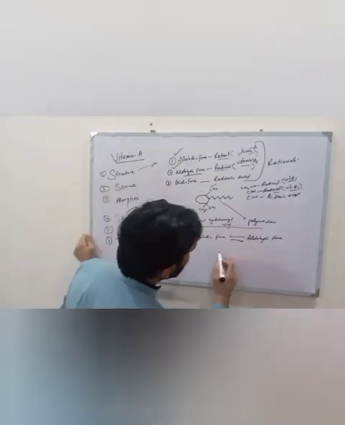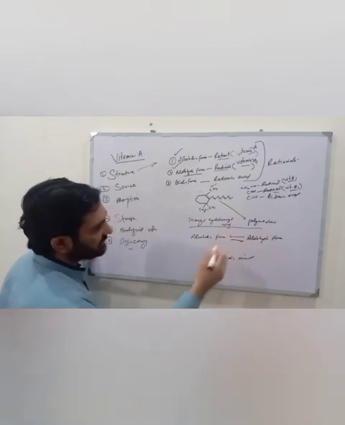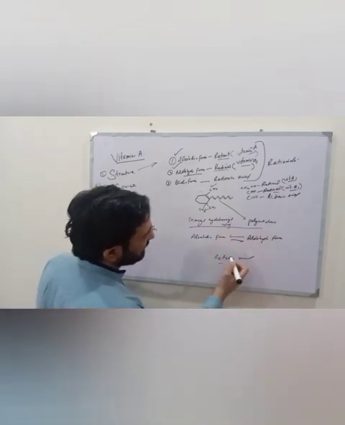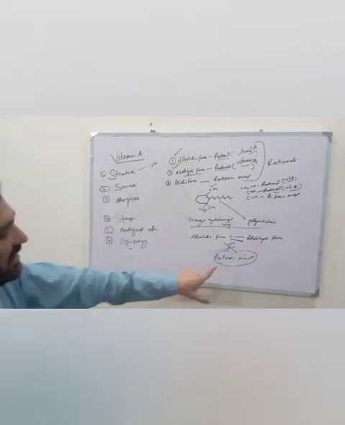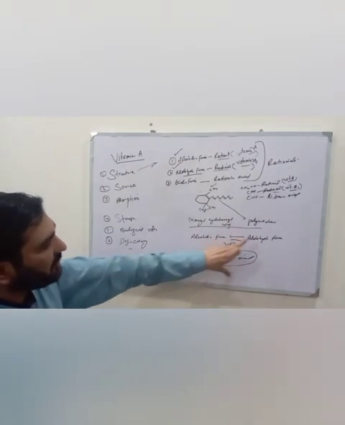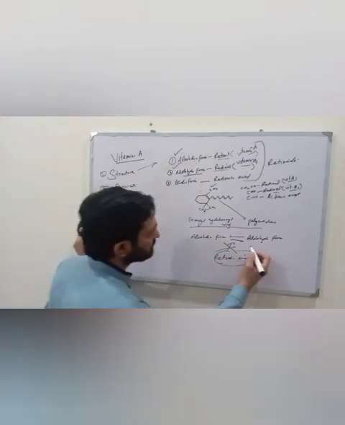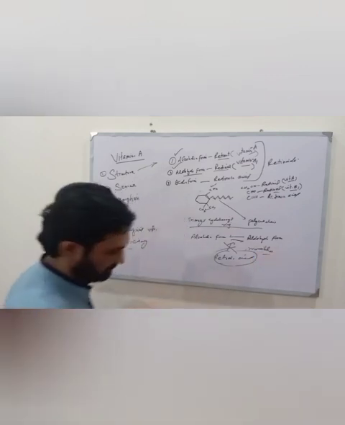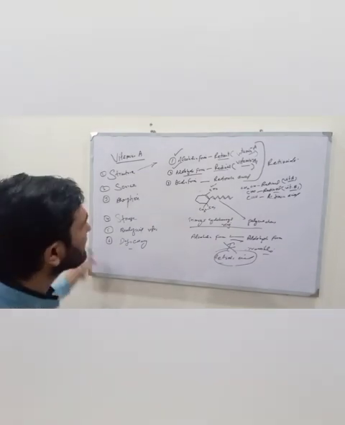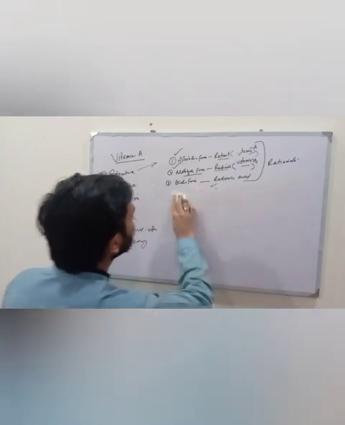But these two forms cannot be converted back from retinoic acid. Actually, they can convert into retinoic acid, but retinoic acid cannot convert back into these. The conversion of the alcoholic form and aldehyde form into retinoic acid is irreversible. This is the basic structure of these three forms.